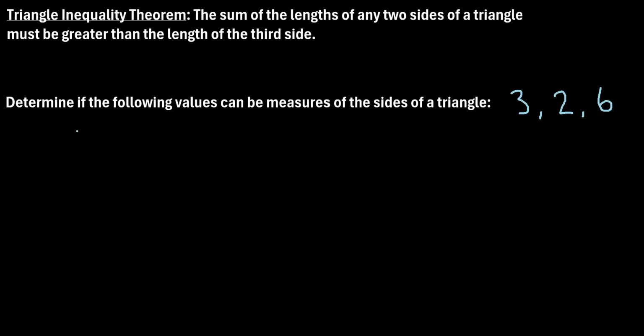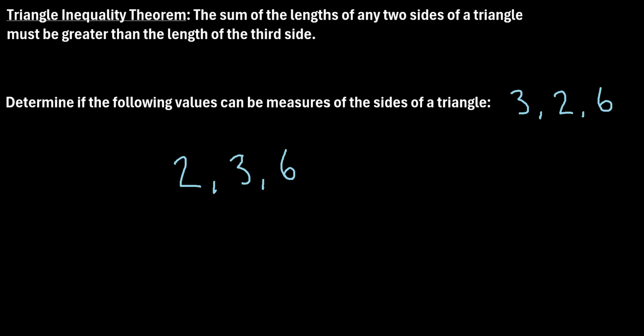Alright, this problem asks us, determine if the following values can be measures of the sides of a triangle: 3, 2, and 6. So can these three values be the measures of the sides of a triangle? So here's the process we can use to determine if they can be. First, write them in order from smallest to largest. So we'll say 2, 3, 6. So we write them from smallest to largest.